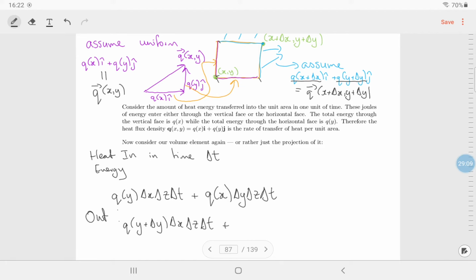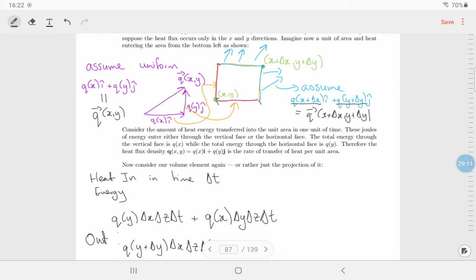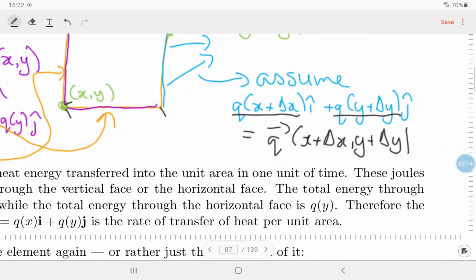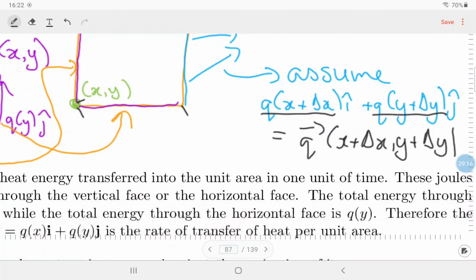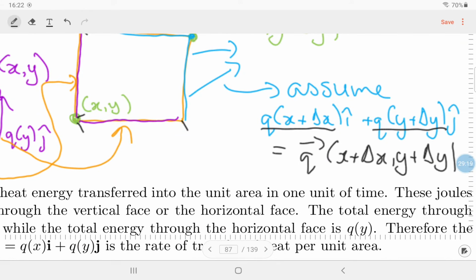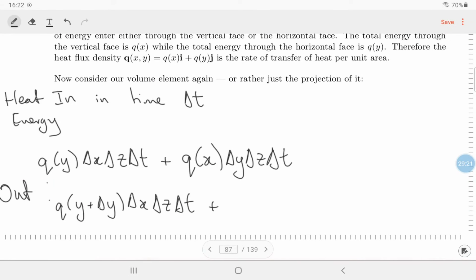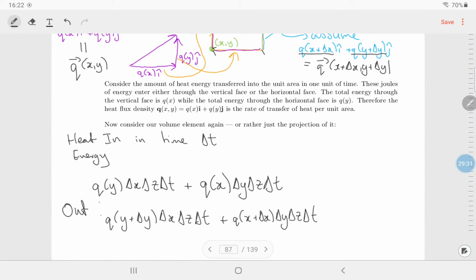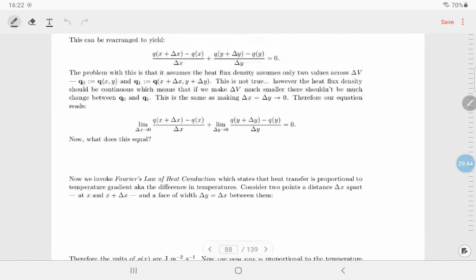So the blue component, which I haven't drawn well here, this is the bit that goes, no, excuse me, the x plus delta x, that's the bit that's going in the horizontal direction, will go through the vertical face. So that's q x plus delta x, and the area is delta y, delta z, and the time is t. So this is how much heat energy goes in and out, and if it is to be in equilibrium, these must be equal. Okay, so hopefully this is going to give us something. So heat energy in equals heat energy out. So what have we got here?